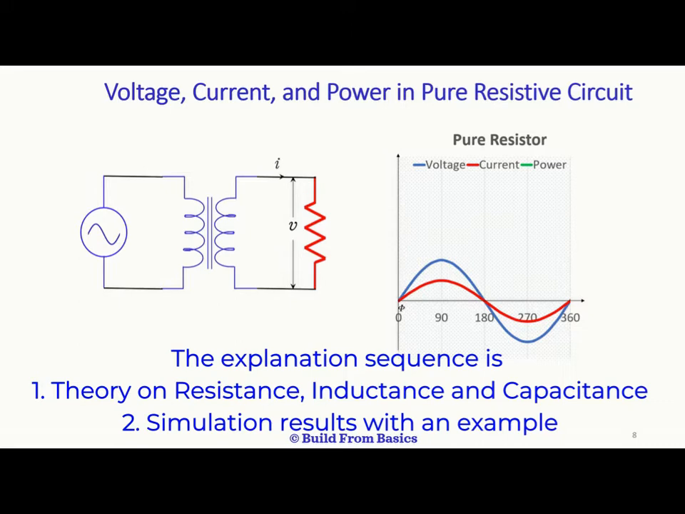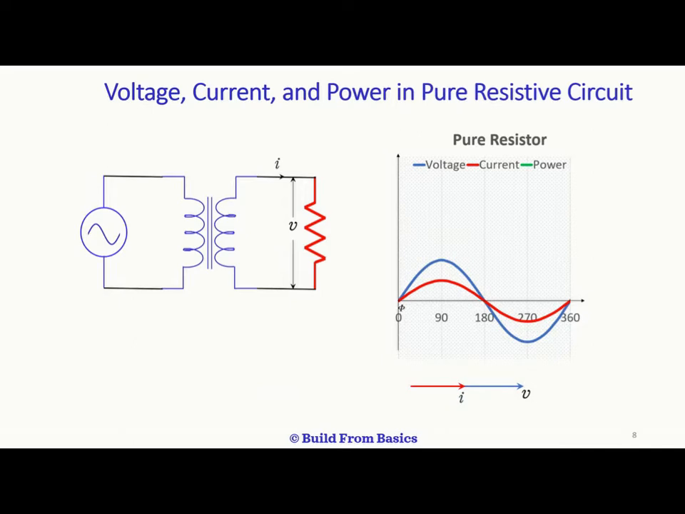The blue waveform on the right side is the voltage and the red one is the current. As you can see, the current in the resistor is in phase with the voltage. The angle between voltage and current is 0. The green waveform is the instantaneous power across the resistor. It is the product of voltage and current. The instantaneous power is measured in volt amperes. The power is always positive, both in the positive and negative half cycle of the voltage.